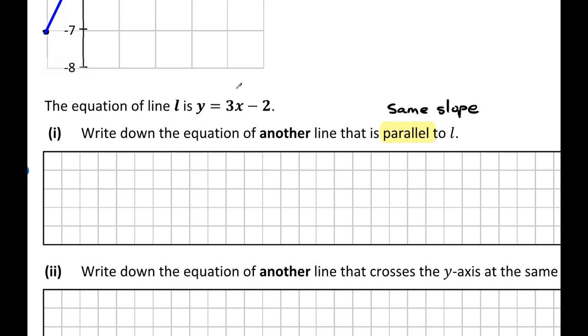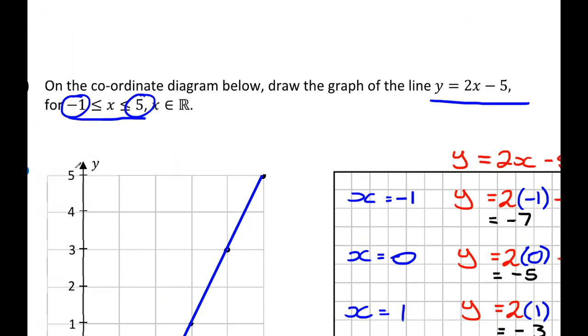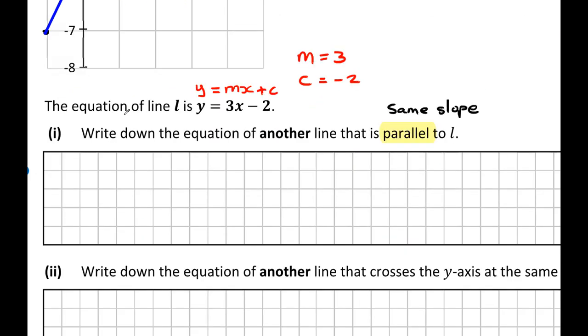Something in the equation is going to be the same. Well, this is of the form y equals mx plus c. So here, m is 3 and c is minus 2. M is the symbol for the slope. C is the y-intercept. It's where that line crosses the y-axis. So up here, you can see the line crosses the y-axis at minus 5. So you would expect minus 5 to be the y-intercept. And it is. And here the slope is 2. Okay, so that's a different line, but it's just an explanation.